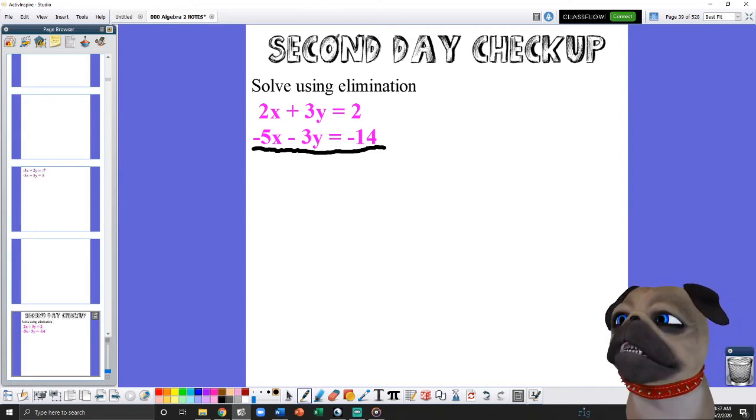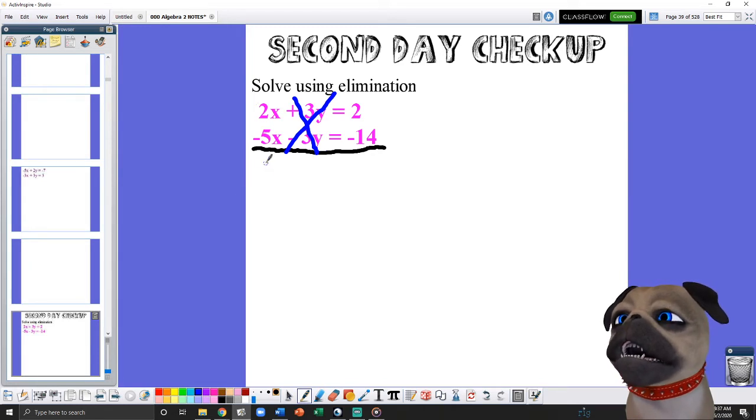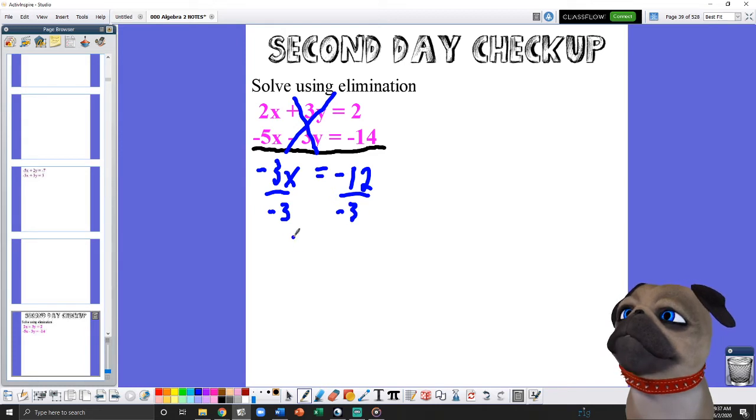Alright, hopefully by now you have realized that 3y minus 3y cancels straight up. We didn't have to do any multiplying. You go straight down to get 2 minus 5 is negative 3, and 2 minus 14 is negative 12, and then we're just going to divide by negative 3 to get 4.